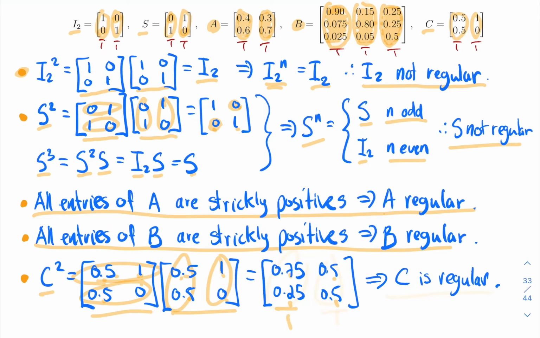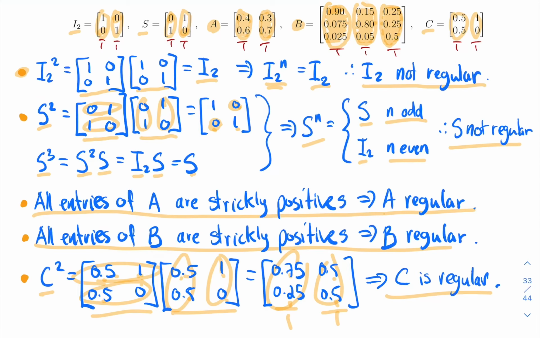By the way, every time you multiply these Markov matrices, they stay Markov, so when you add up the entries in every single column, you're going to get 1 again. But anyway, now you see there are no longer any zeros, so C is regular.